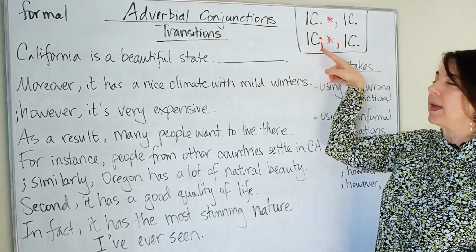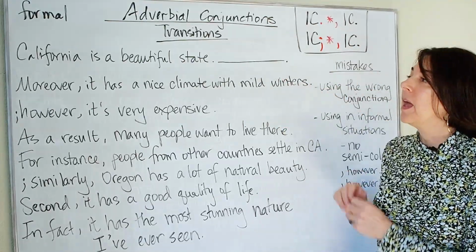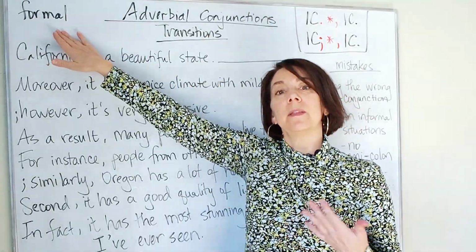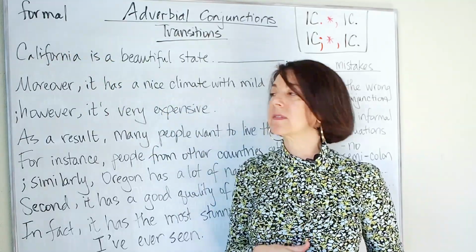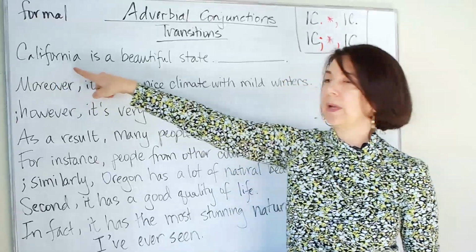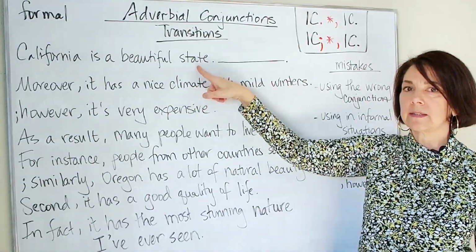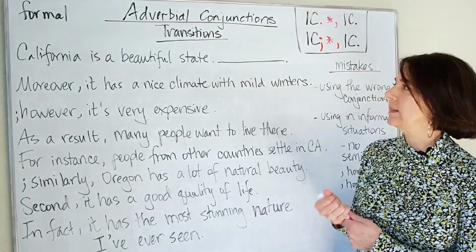When we do this, we make one long sentence with two clauses joined. Now remember that this is going to be more formal, so this would be something that we would use in writing or in more formal speaking situations. Okay, so first what we're going to do is we're going to start with a sentence like California is a beautiful state. And then we're going to add a second clause or a second sentence.